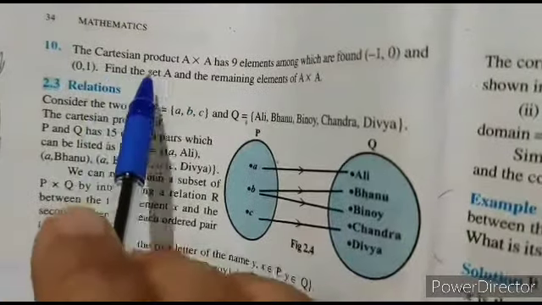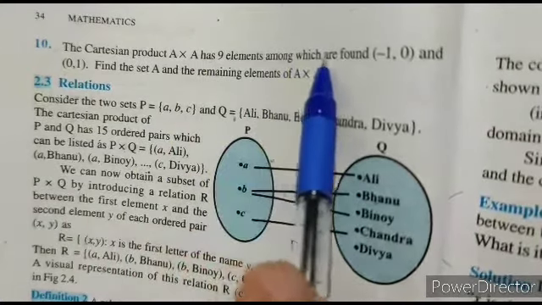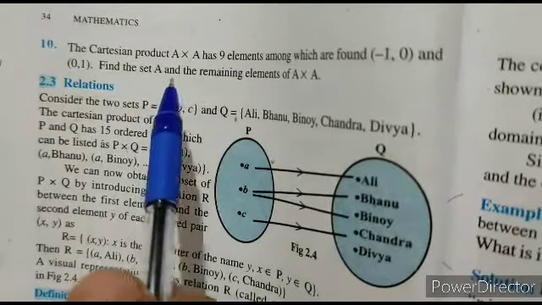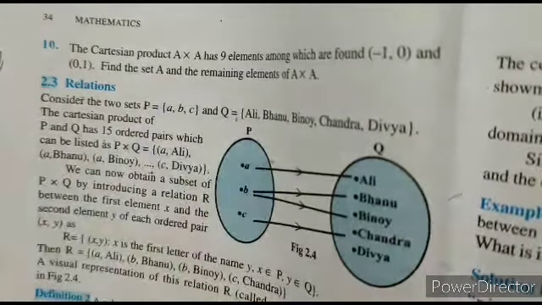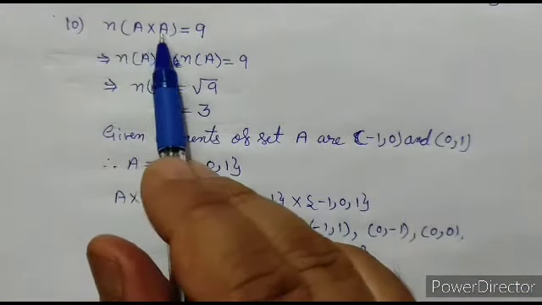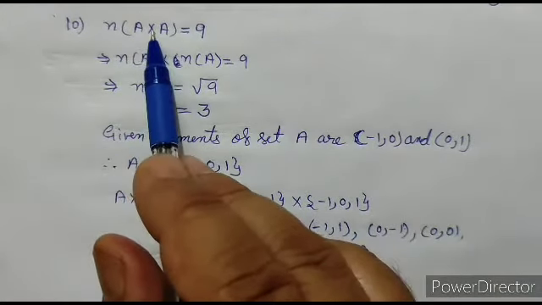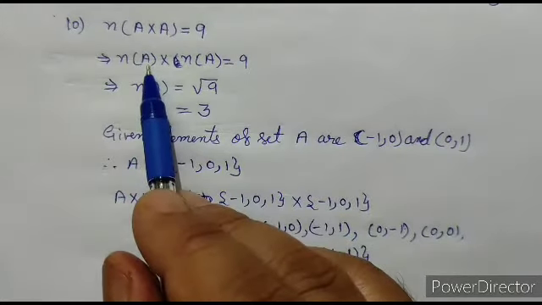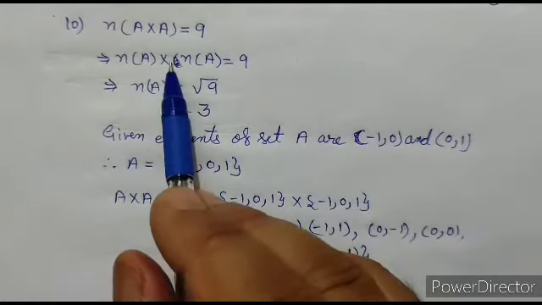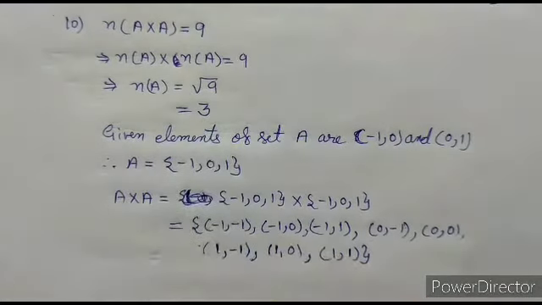Now in question number 9, the Cartesian product A cross A has 9 elements, among which are found (-1, 0) and (0, 1). Find the set A and the remaining elements of A cross A. Here n(A cross A) has 9 elements, that means n(A cross A) equals 9. Now as we know, the number of elements in A cross A will be equal to the number of elements in A into the number of elements in A. That means n(A) into n(A) will be equal to 9, and that will give us n(A) equal to 3.